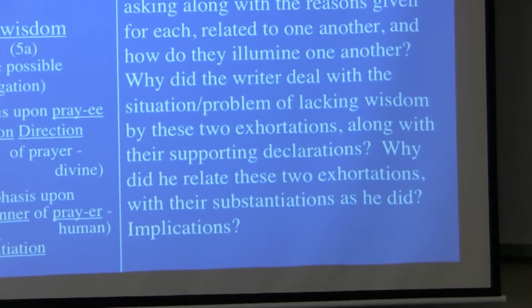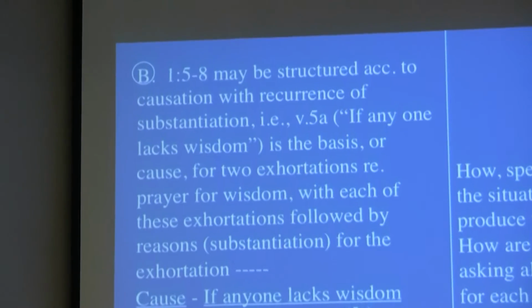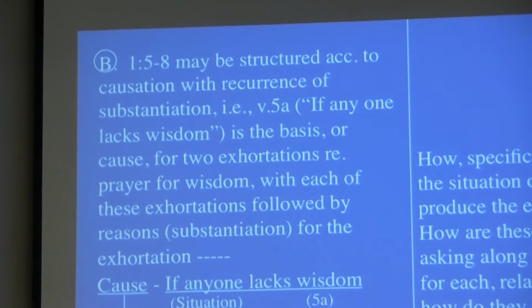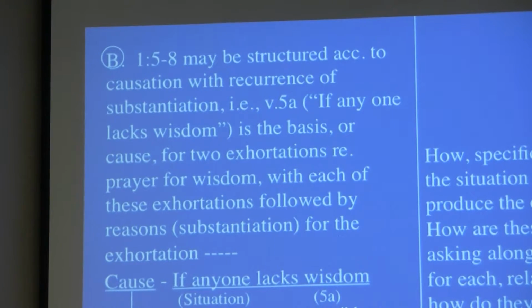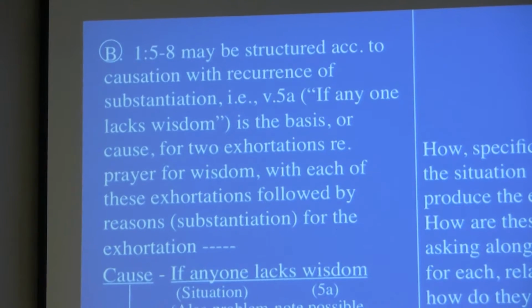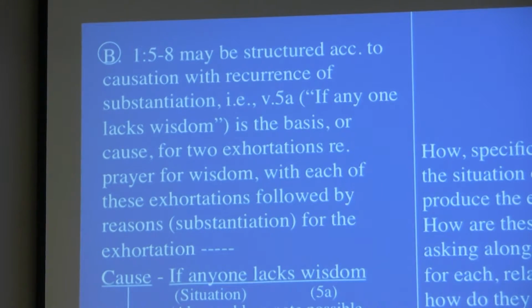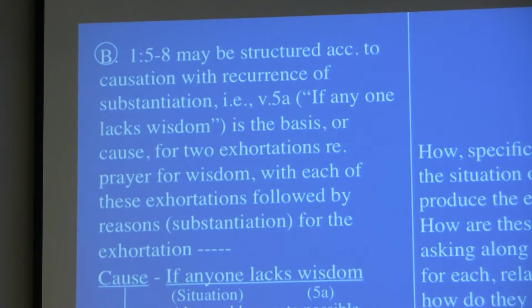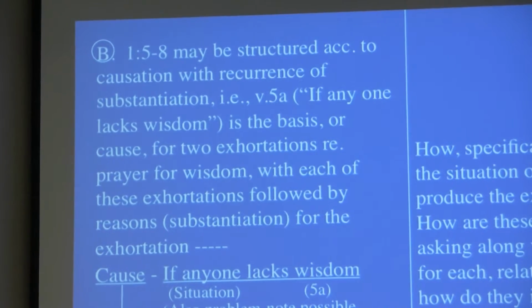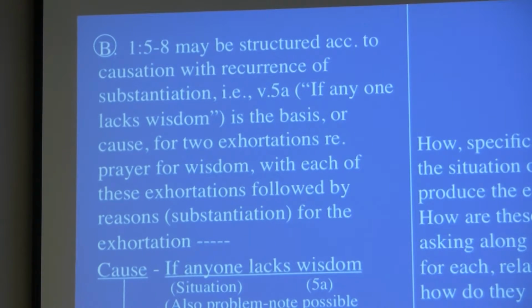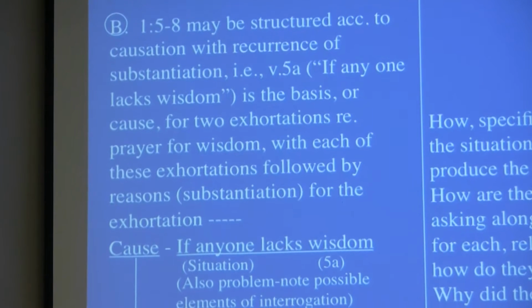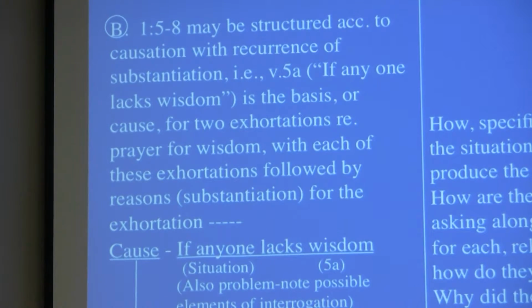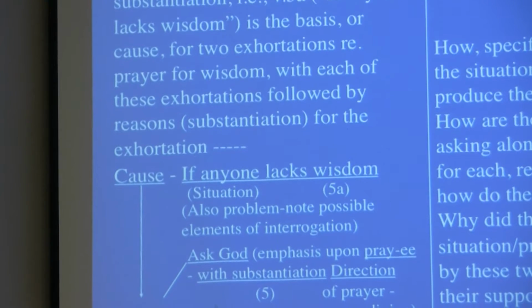beyond that, also, in terms of passage-whole observation, this has to do with the structure of the passage. We note that verses 5 through 8 may be structured according to causation with the recurrence of instrumentation. Now, it's always important, of course, to explain fully what we mean by this. That is, verse 5a, if anyone lacks wisdom, is a basis or cause. The lacking of wisdom is a basis or cause for two exhortations. If anyone lacks wisdom, and because that person lacks wisdom, therefore, let him ask God.